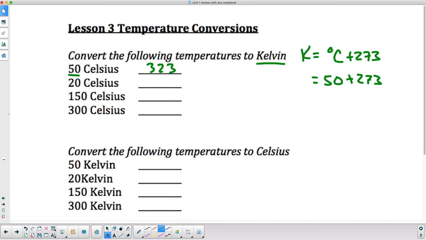Okay, next one is 20 degrees Celsius. 20 plus 273, that gives me 293. Okay, you can finish the rest there.